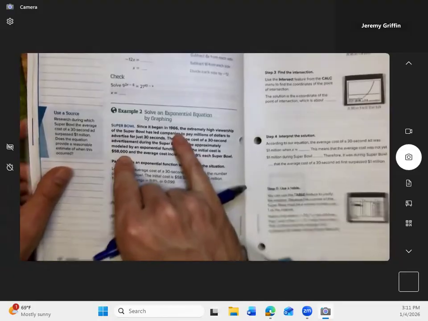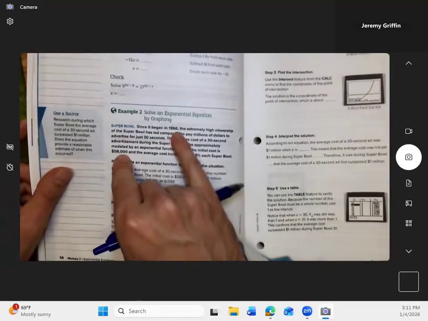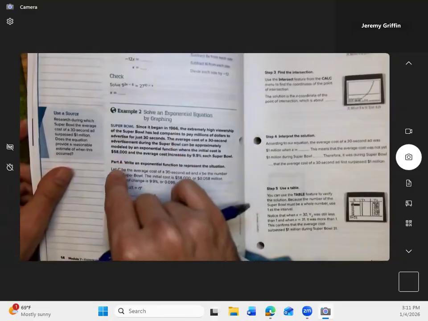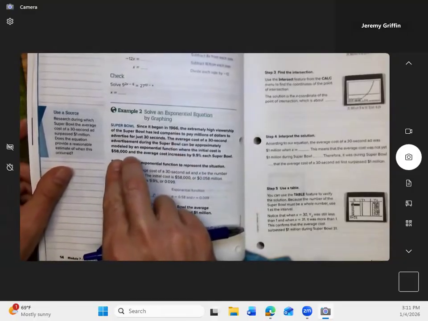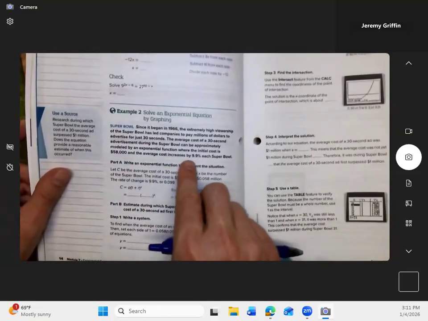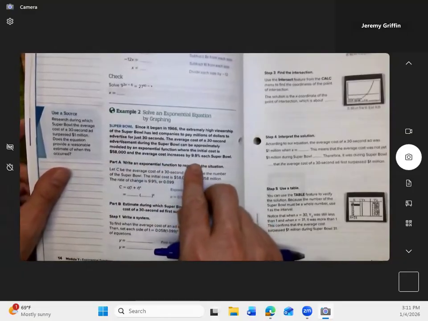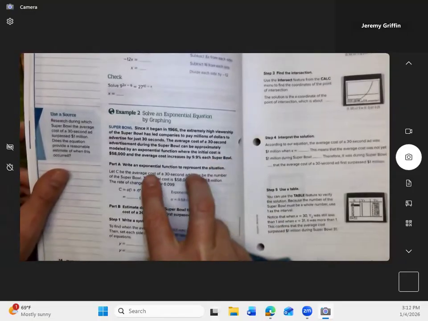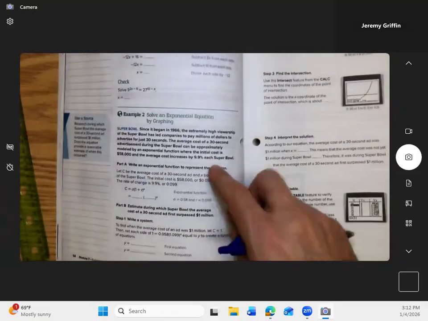So context here. If you went back to 1966 and you want to advertise for 30 seconds during the Super Bowl, the cost would be 58,000 to do that. But that average cost is increasing 9.9% per year. The Super Bowl runs every year. So what's an exponential equation that could represent this situation?